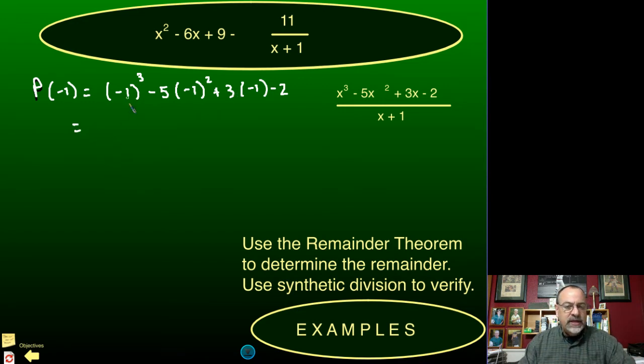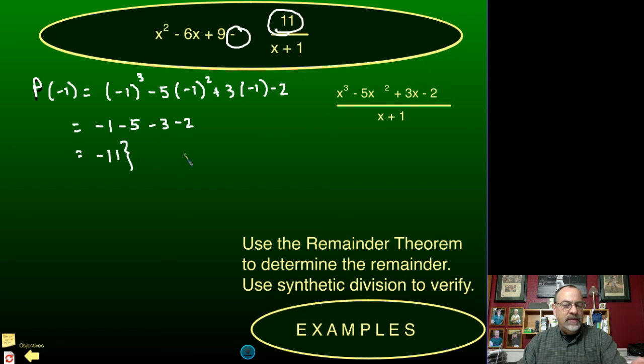All right, well, let's test that out. So negative 1 cubed is negative 1. Negative 1 squared is 1 times negative 5 is negative 5. Make sure you do PEMDAS. 3 times negative 1 is negative 3, minus 2. So this is 5, 6, 7, 8, 9, 10, 11. That indeed does give me a negative 11. So my remainder is going to be negative 11, which is what I got when I divided.